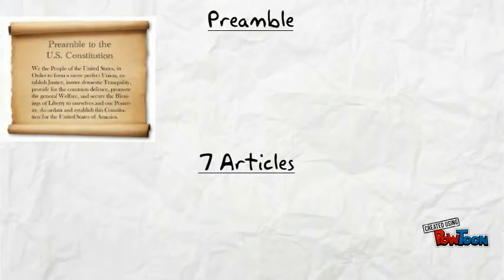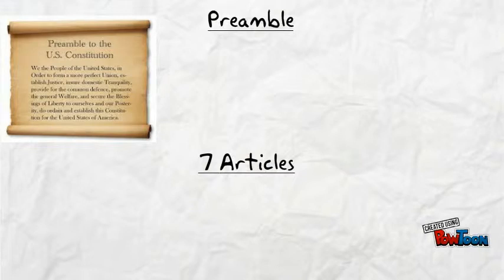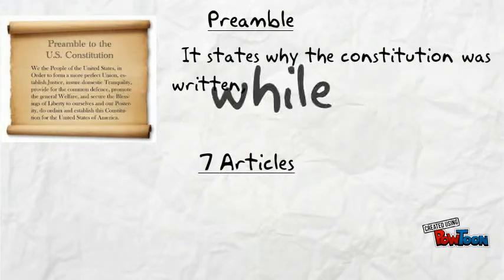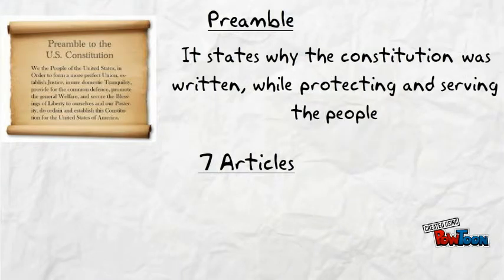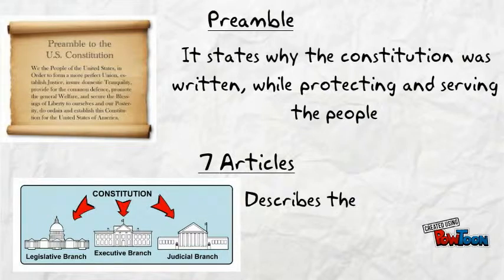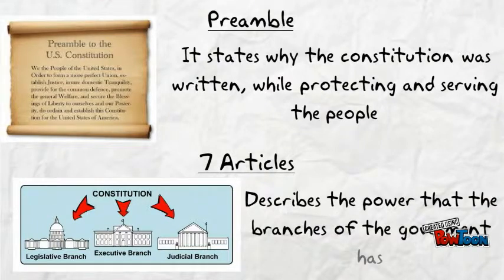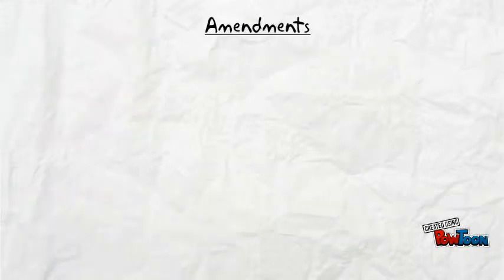The basic structure of the Constitution starts with the preamble. The preamble states why the Constitution was written, which is to provide stability and order, protect citizens' liberties and serve the people. Then there are 7 articles that work together to establish the branches of the federal government and describe what powers they have. The amendments follow.